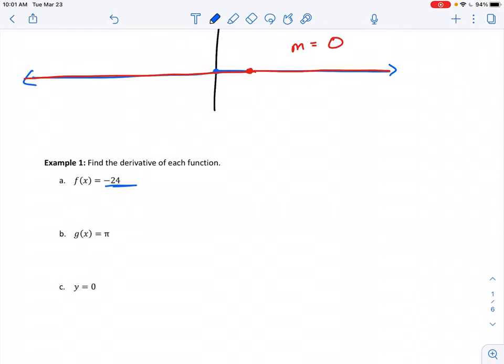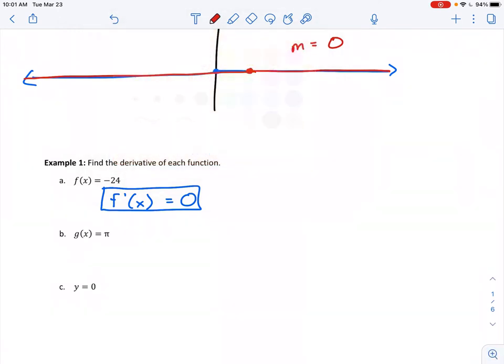So I can look at this and say, well, there's no variable of x right here. This must be a constant function, so its derivative, f prime of x, must be 0. And there we go. There is our derivative. We don't really need to show any work there.